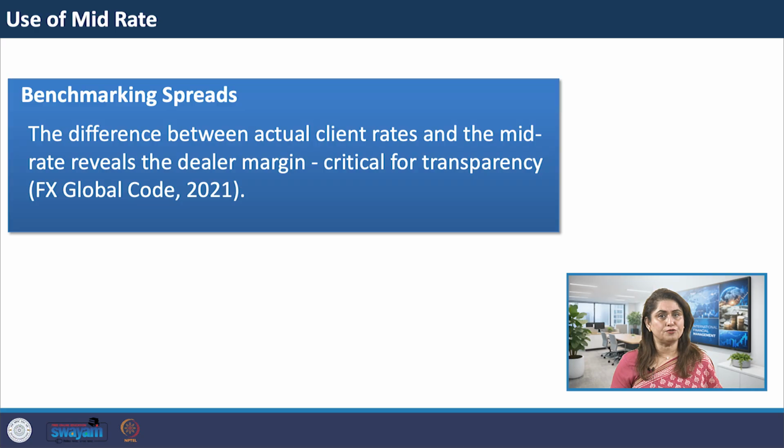Another important use of the mid rate is benchmarking spreads. The mid rate acts as a neutral market reference point. When we compare the actual rate given to the client with the mid rate, we can see how much margin or spread the dealer has added. This helps us identify the dealer's pricing margin more clearly. That is why the mid rate is important for transparency in foreign exchange markets. In simple terms, the farther the client rate is from the mid rate, the larger is the dealer's margin.